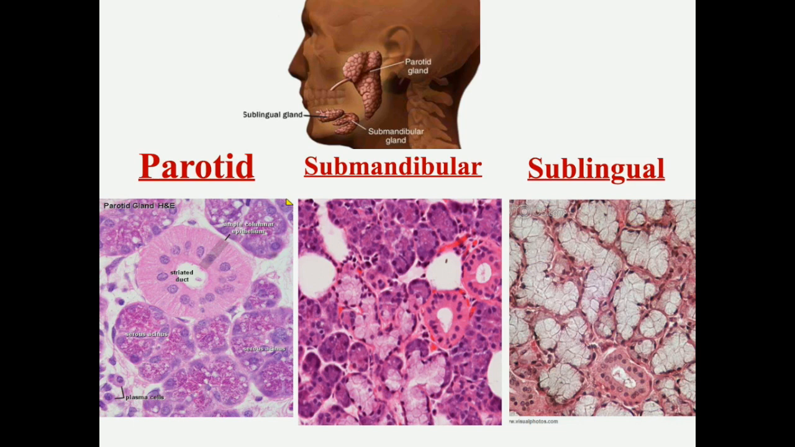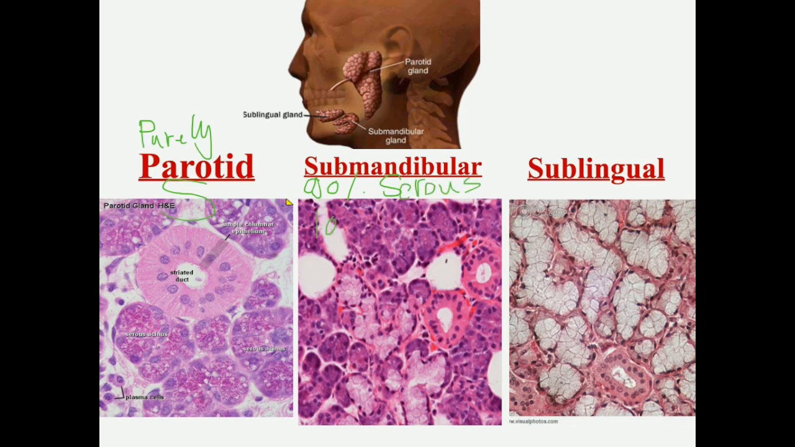To summarize, the parotid is purely serous. The submandibular gland of human is actually seromucous, where 90% are serous.